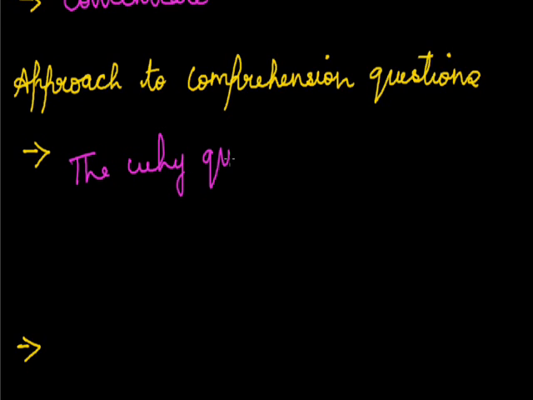The why questions. In the why question, you are required to give reasons, provide explanation and give evidence for an answer. It is essential therefore to look out for the words that signal cause, effect and purpose in order to arrive at the answer. There are a few kinds of words. First is cause words.